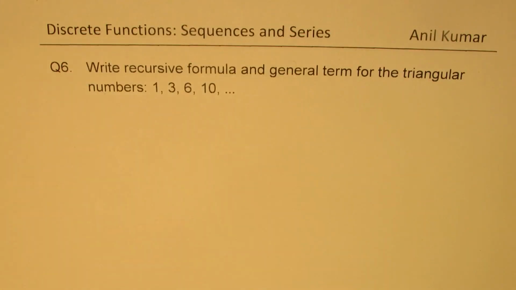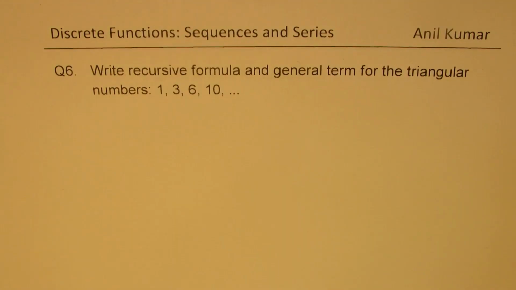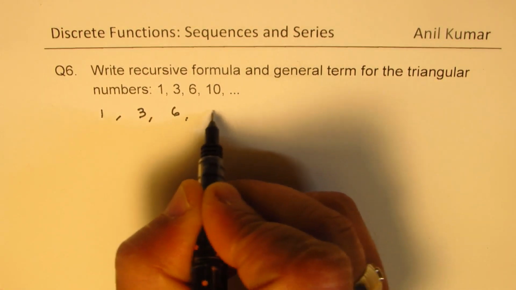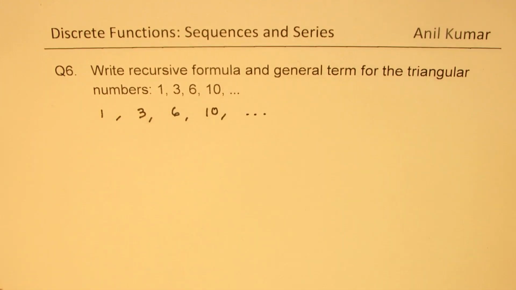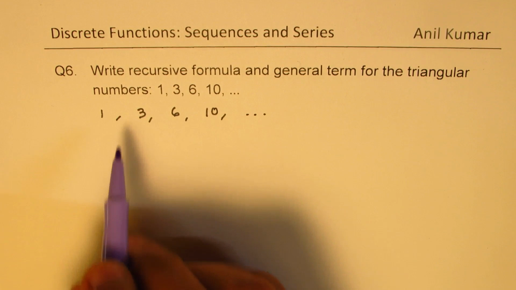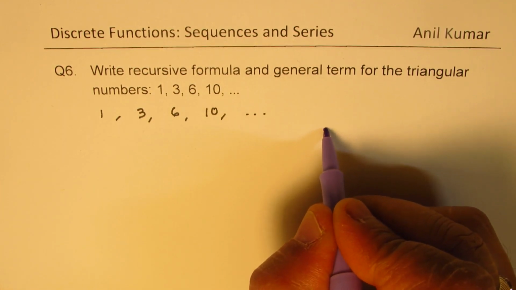You're already midway. Now here is question number 6. I'd like you to pause and answer this beautiful question, which is based on triangular numbers. Question number 6. Write recursive formula and general formula for the triangular numbers 1, 3, 6, 10. Now it is interesting to note that these numbers 1, 3, 6, 10 and so on are actually called triangular numbers, mainly because if you arrange them, let's say you have 1 here, right?